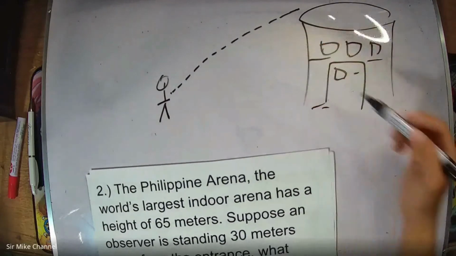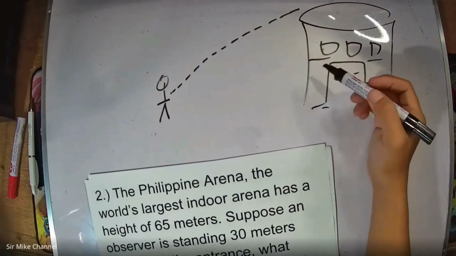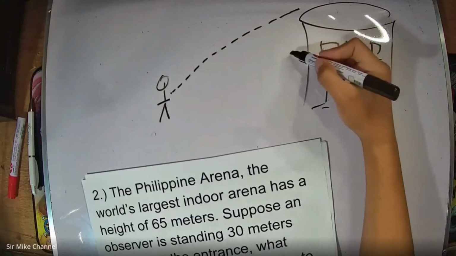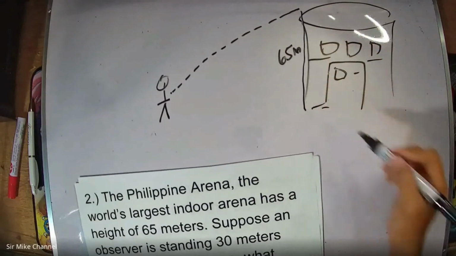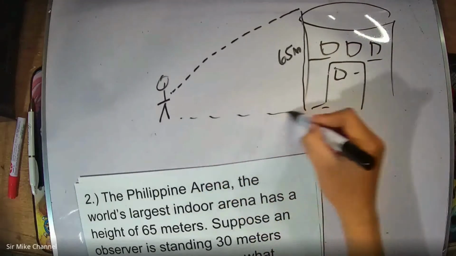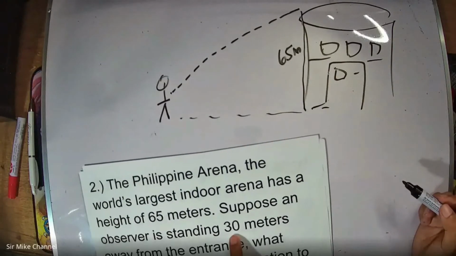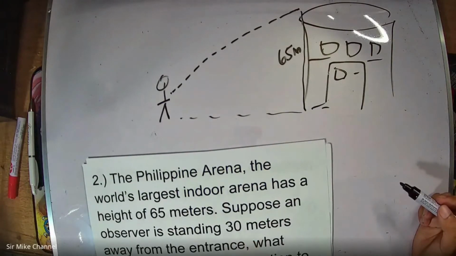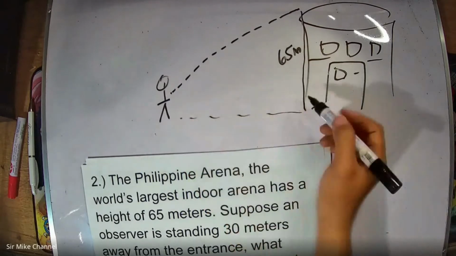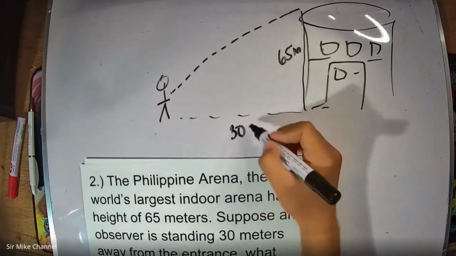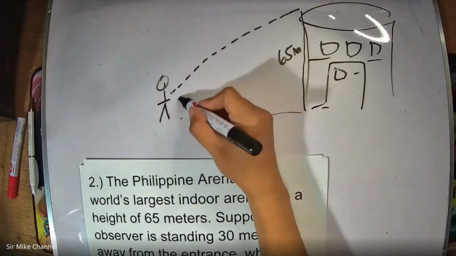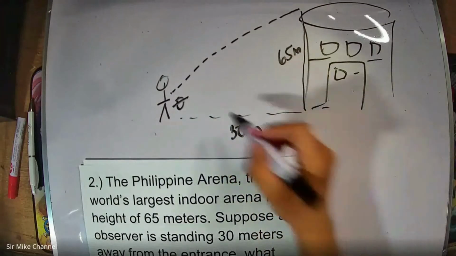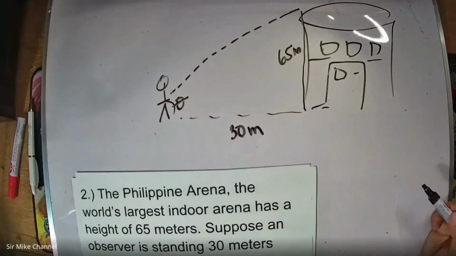So 65 meters is the height of the arena, just for example. Then 30 meters away from the entrance. So 30 meters is his distance from the arena. What would be the angle of elevation? This is the elevation, this is our reference angle. This is the missing one. So what will we use?